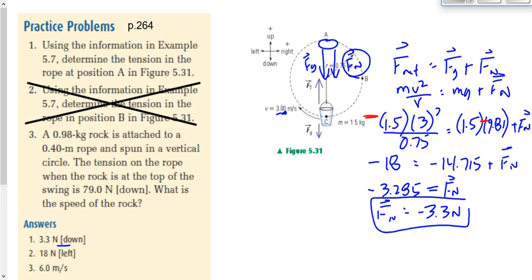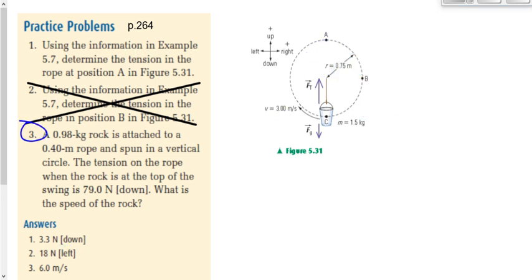Let's take a look at question number 3 now. A 0.98 kilogram rock is attached to a 0.4 meter rope spun in a vertical circle. Tension on the rope at the top is 79 newtons down. What's the speed of the rock?